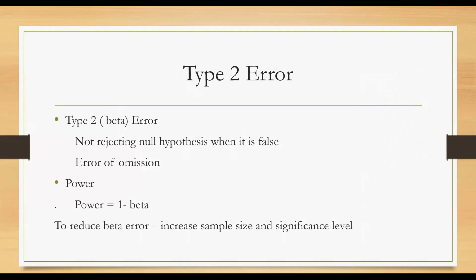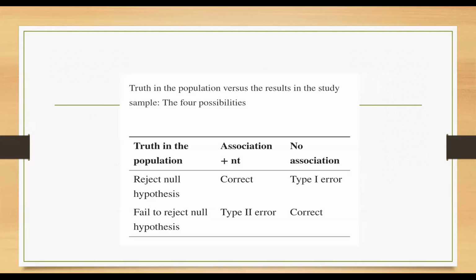That is, the power is inversely related to the beta type 2 error. When the type 2 error decreases, the power of the study increases. For a study, the power of the study has to be 80% or more. To reduce the alpha and beta error, we have to increase the sample size.